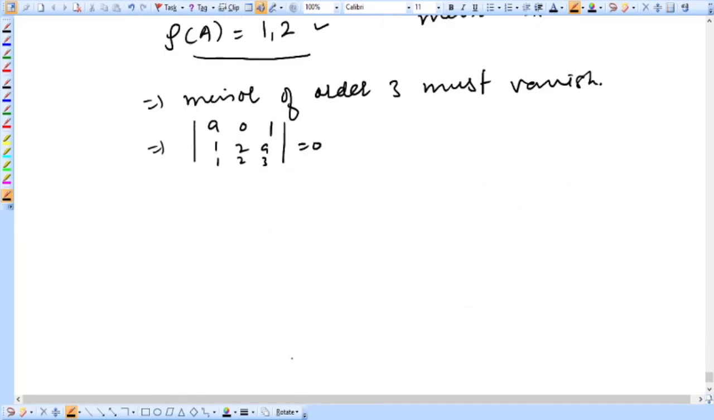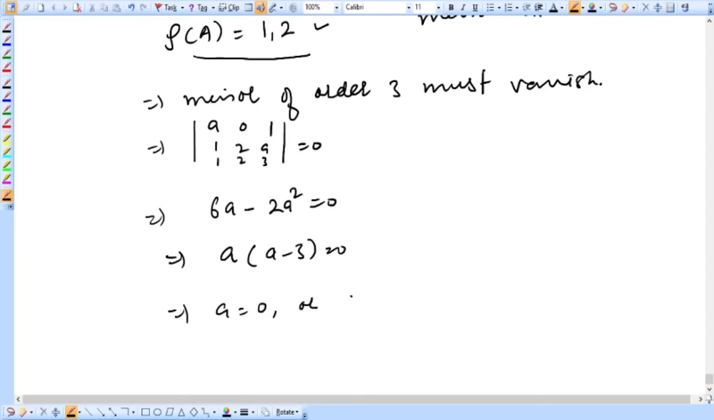Now if you calculate, this determinant would be equal to 6a minus 2a square, which is equal to 0. Now you take 2 and a outside, so it would become a times a minus 3 is equal to 0. So this implies a is equal to 0 or a is equal to 3. So we have found the values of a such that the rank of A is strictly less than 3.